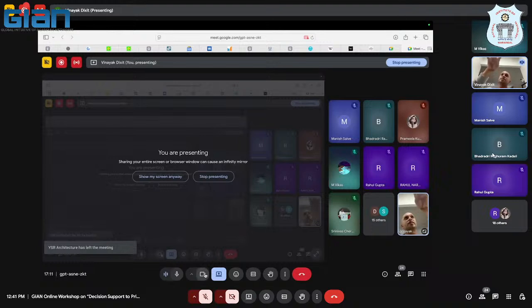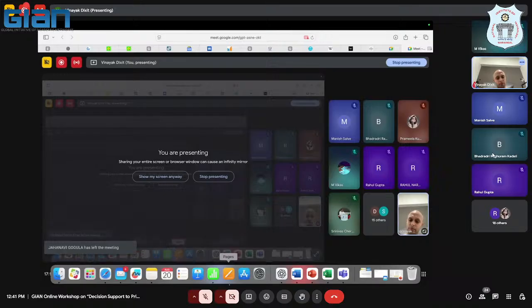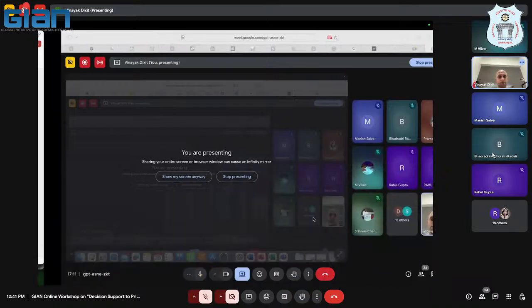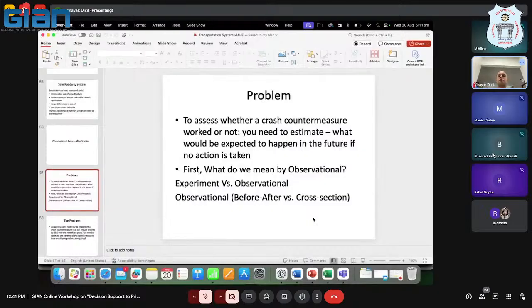So the only thing you're changing between them is the all-red time. Because the two intersections are very similar, you can actually evaluate what the impacts are because of that change. Right? So experimental is more that you put in an intervention and see what's happening before and after.